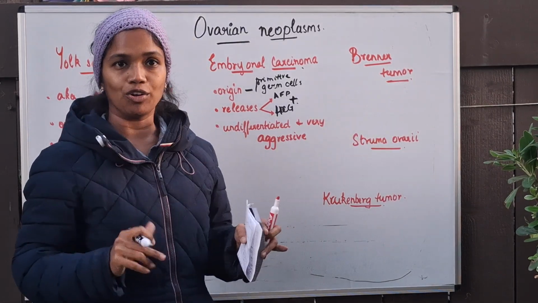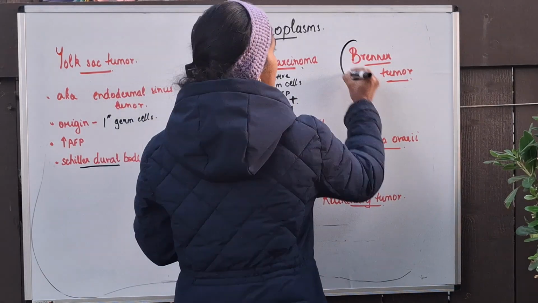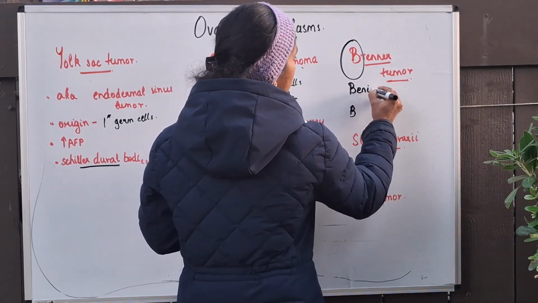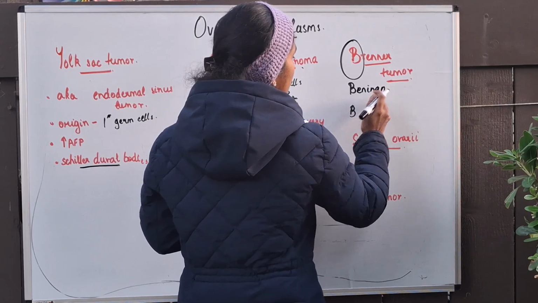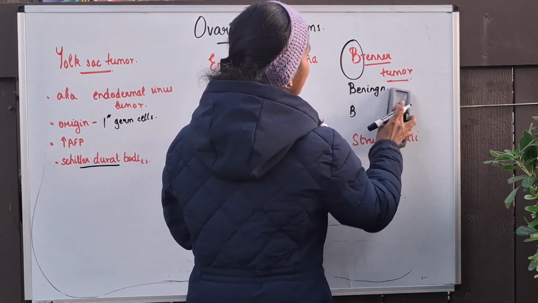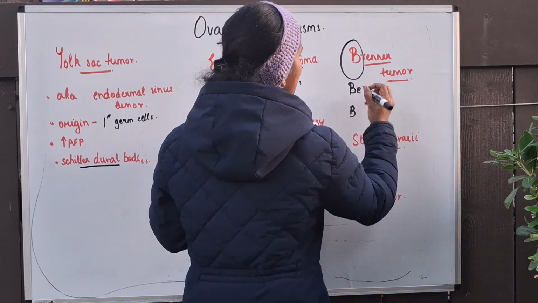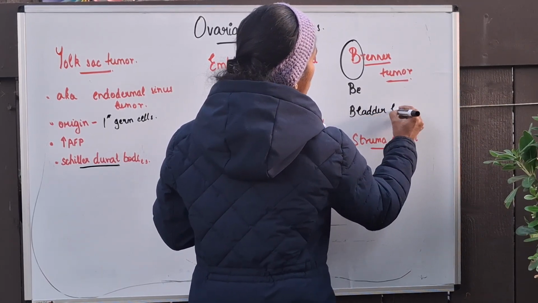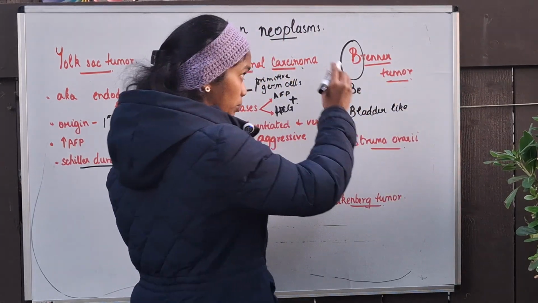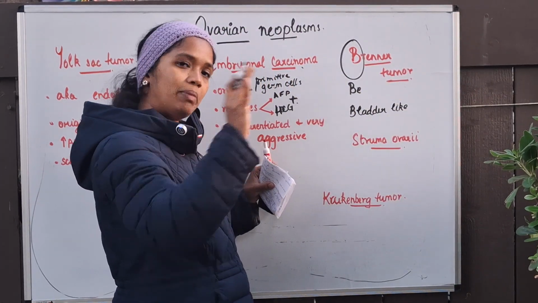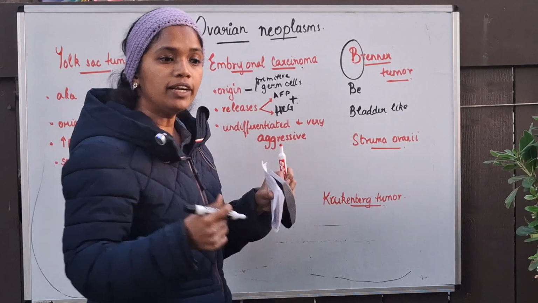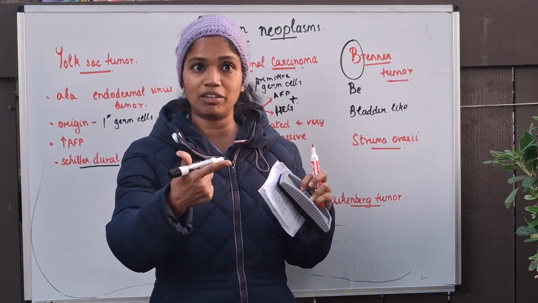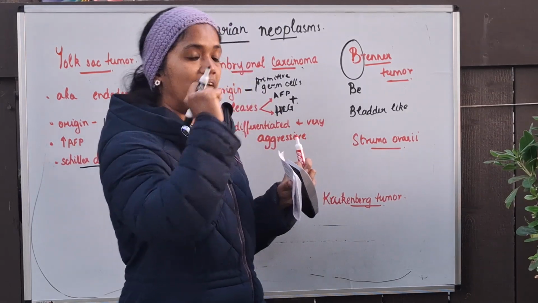What do we know about the Brenner tumor? As Brenner starts with B, we need to remember 2 B's. One is that it is benign, and the other is that it has bladder-like epithelium. So the Brenner tumor which arises in the ovaries will have a bladder-like epithelium. Previously we saw that the mucinous as well as the serous adenoma have intestinal-like epithelium and fallopian tube-like epithelium. Here it is bladder-like epithelium.